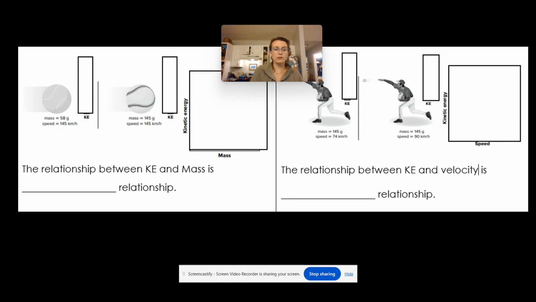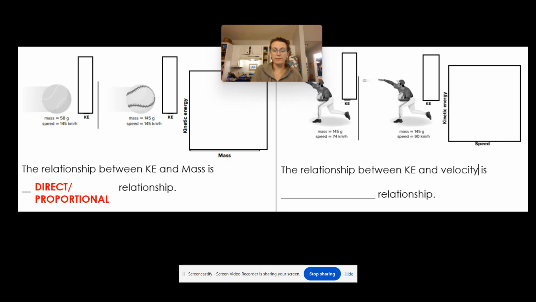Now, moving on to the next one. This is where we are going to start kind of graphing. I'm going to give you some visuals to see what it looks like in a couple different ways, okay? So first things first, the relationship between kinetic energy and mass is a proportional or a direct relationship, all right? That means as one goes up, the other goes up.